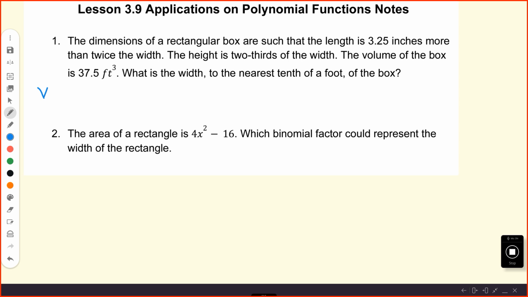So we have volume equals length times width times the height. So we need to express the three dimensions, length, width, and height, so that we can plug it into the equation, right? Okay, so if we know that the length of the rectangular box is 3.25 inches more than twice the width, can you still remember how to set this up, or how to write this in mathematical terms?